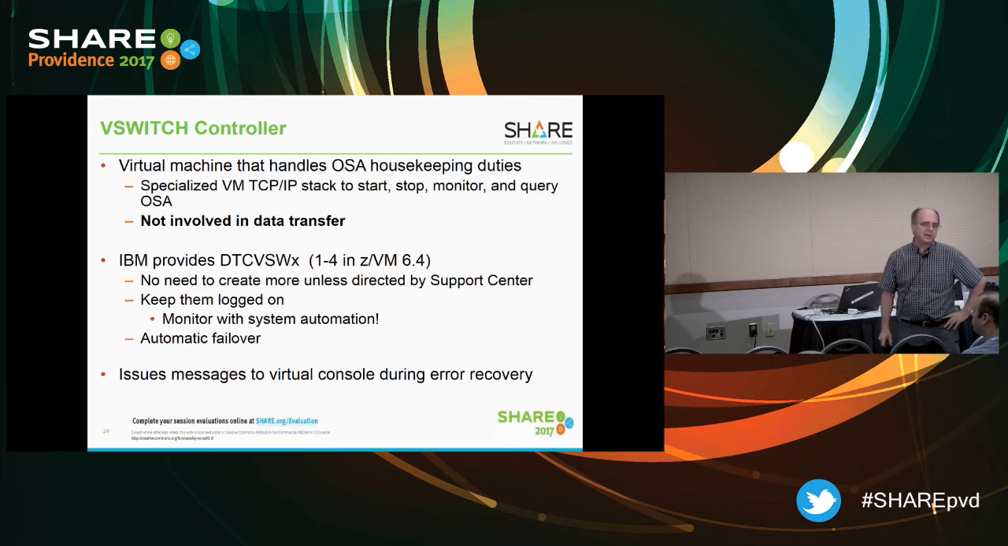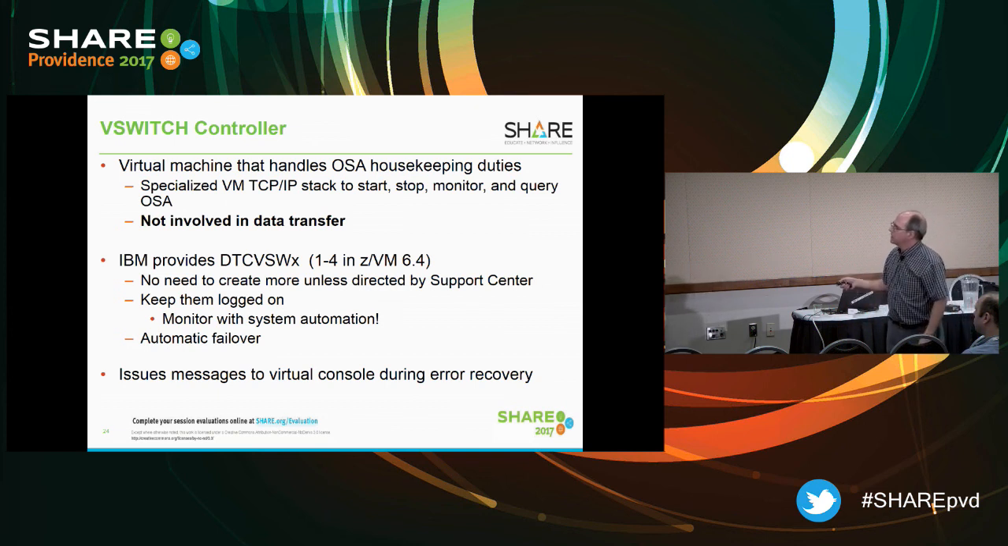Why? Because CP's busy dispatching virtual machines. I don't have time to go mess with an OSA. Besides, I already wrote the code that starts and stops an OSA, and it's called VM TCP/IP. So we took a special version of VM TCP/IP, packaged it up, and it's there to start, stop, monitor, and query the OSAs, and tell CP if he needs to do something.